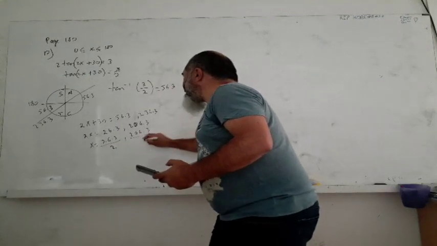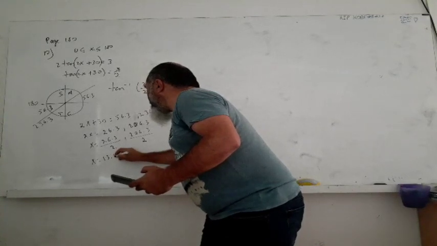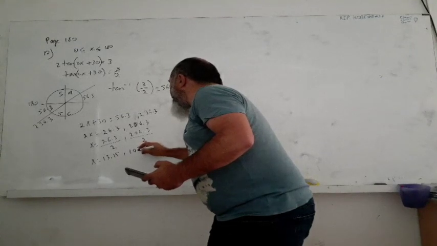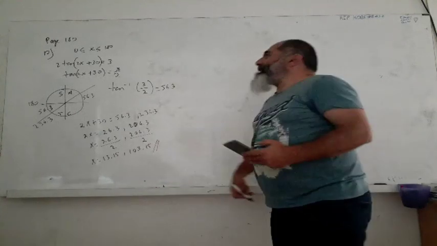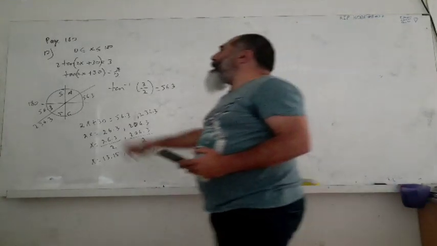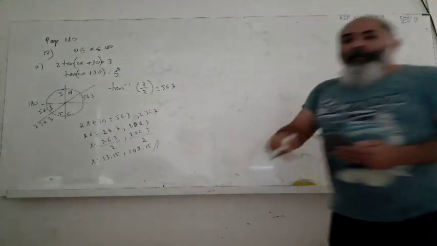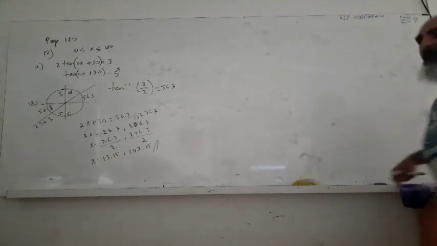So x is equal to 13.15, x is equal to 103.15. And these are the answers for question 10, part A. Now let's carry on with question 10, part B. And where is my book? I lost the book. Here is the book.